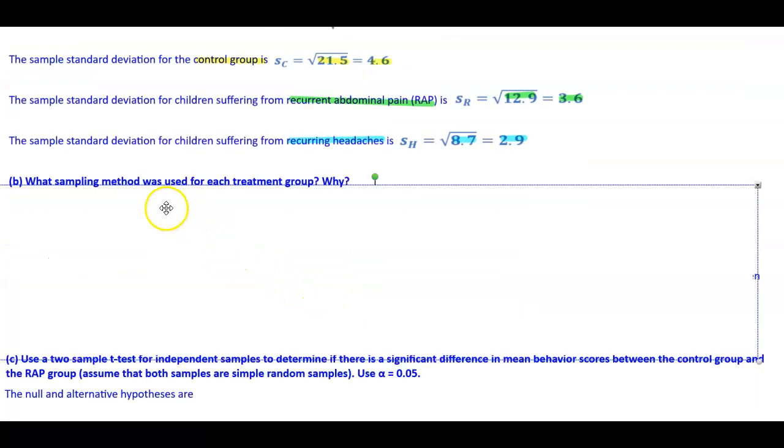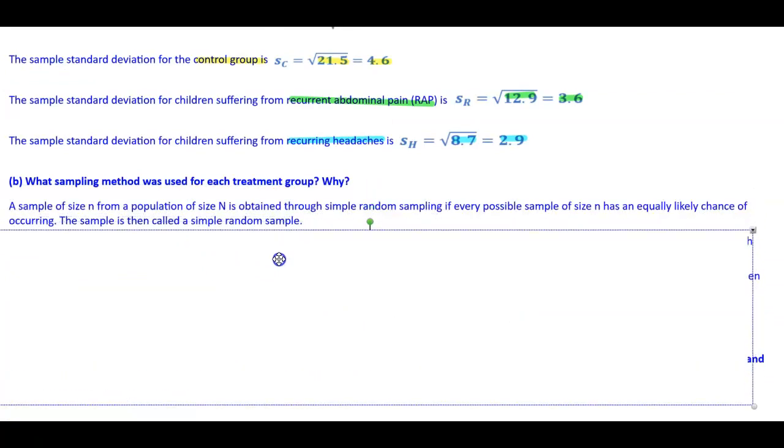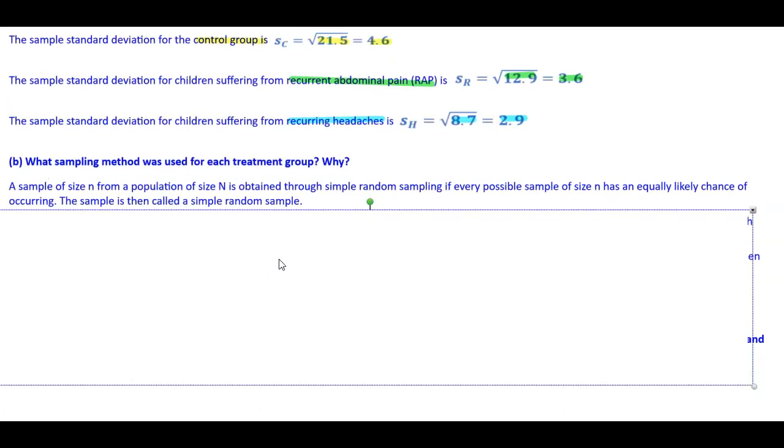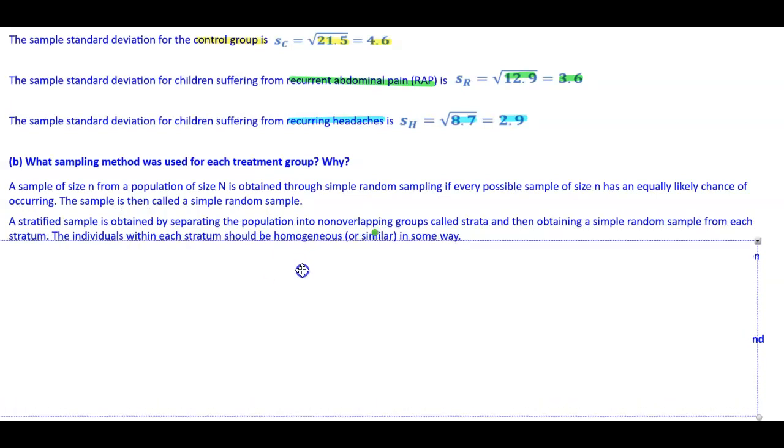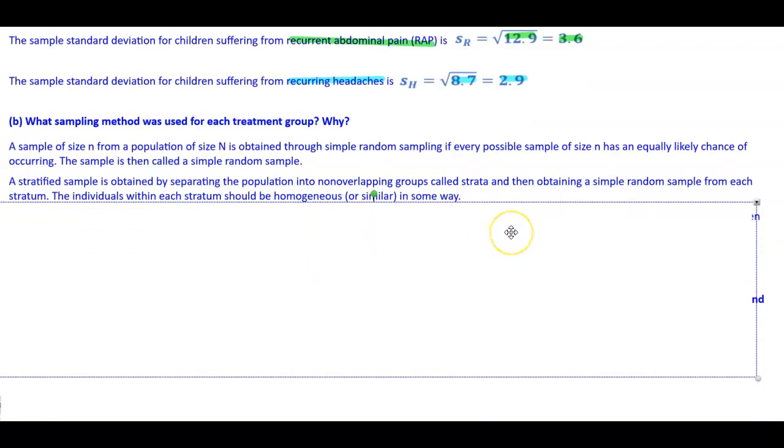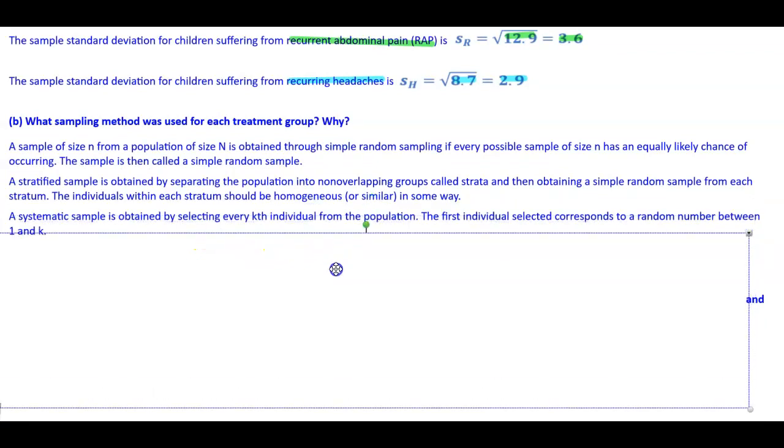Now, what sampling method was used for each treatment group and why? Well, remember that a sample of size n from a population of size capital N is obtained through simple random sampling if every possible sample of size n has an equally likely chance of occurring. The sample is then called a simple random sample. A stratified sample is obtained by separating the population into non-overlapping groups called strata, and then obtaining a simple random sample from each stratum. The individuals within each stratum should be homogeneous or similar in some way.